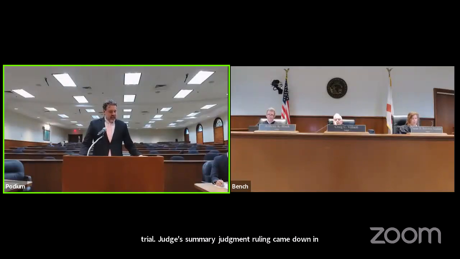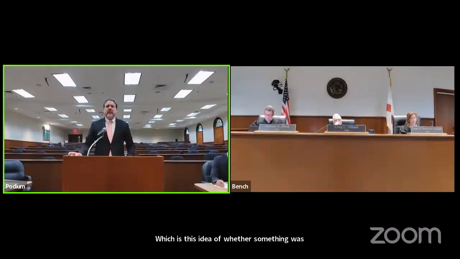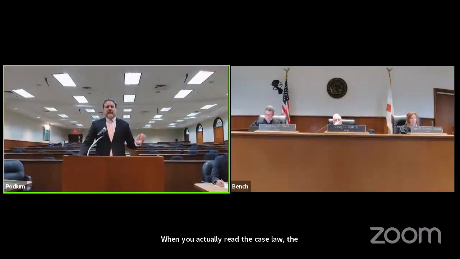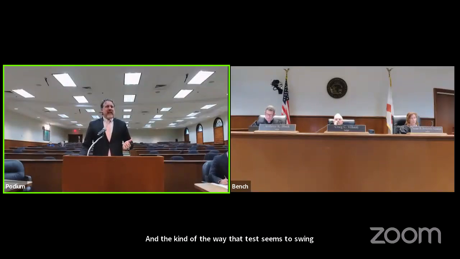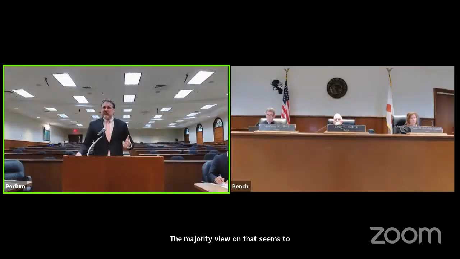It doesn't seem like any of the elements are really contested with regard to collateral estoppel, except for number 2, which is this idea of whether something was actually litigated, fully litigated, or whether there was an opportunity to litigate. When you actually read the case law on collateral estoppel, that is usually enforced by a plaintiff against a defendant. And the way that test seems to swing is whether it was a run-of-the-mill kind of standard default judgment where we filed a lawsuit, we defaulted you, and nothing happened in the lawsuit. The majority view on that seems to be, okay, there's no preclusive effect from that. That's a garden run-of-the-mill default judgment, nothing there.